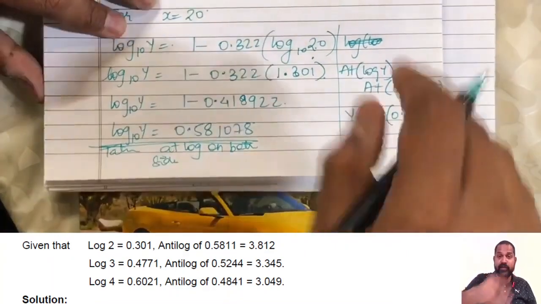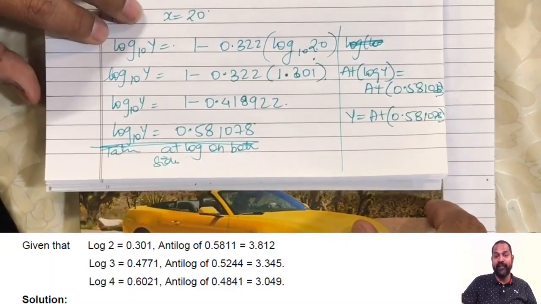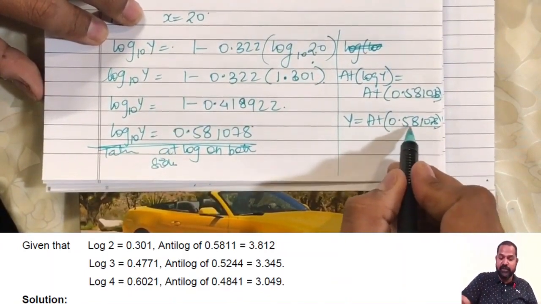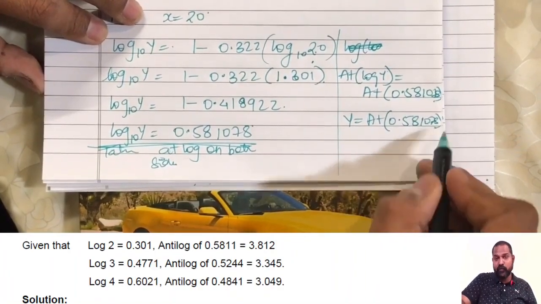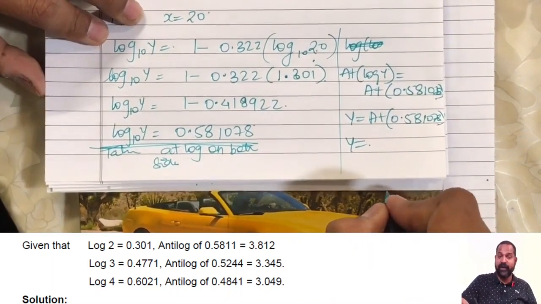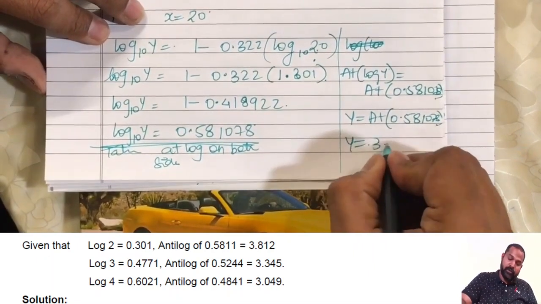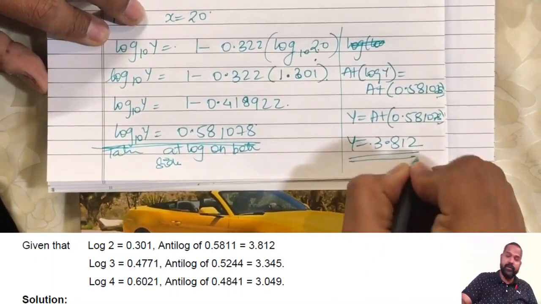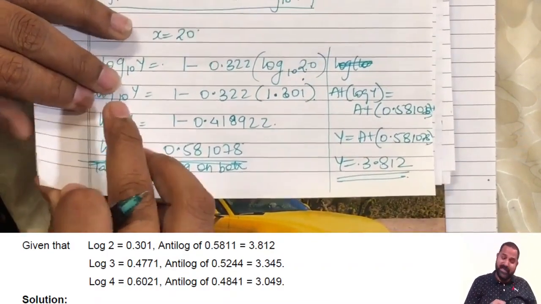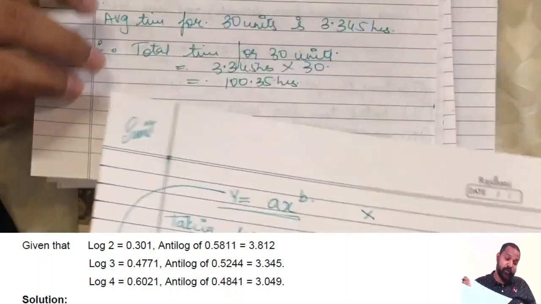And they've given you the anti-log of 0.5811, which is almost the same as 0.5810.078. What is the anti-log? The anti-log is 3.812. So the value of y is 3.812. Is that correct? Did I get the same value previously?